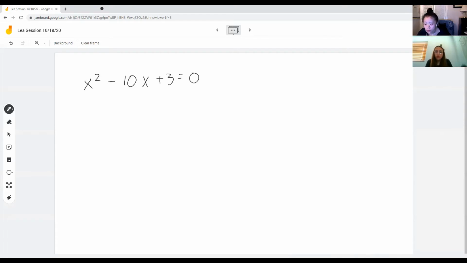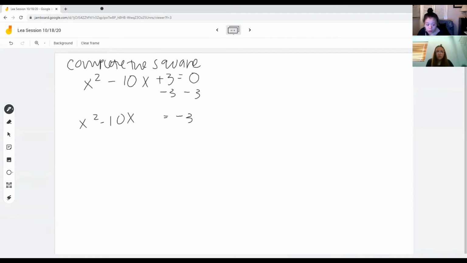You can, wait, would you move the 3 to the other side or would you factor first? So completing, if the questions always say complete the square or solve using completing the square, you always want to isolate these x terms. Yeah, so move the 3 to the other side, and then x squared minus 10x is equal to negative 3, right?